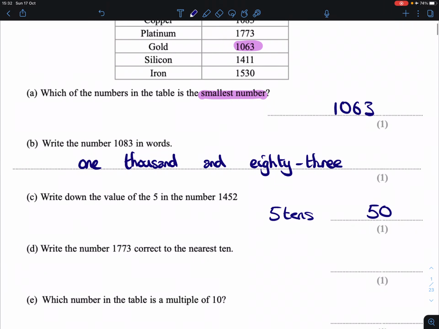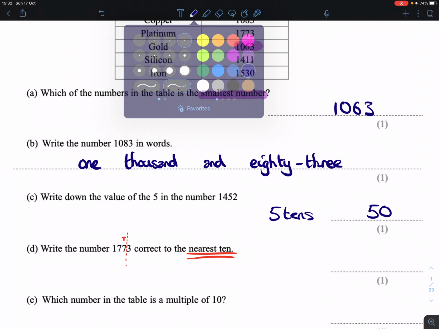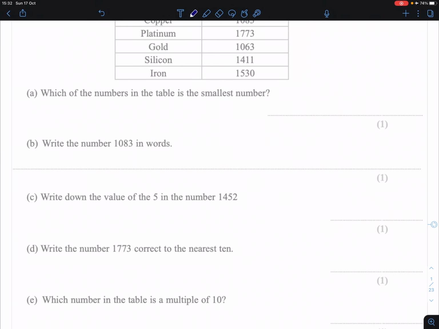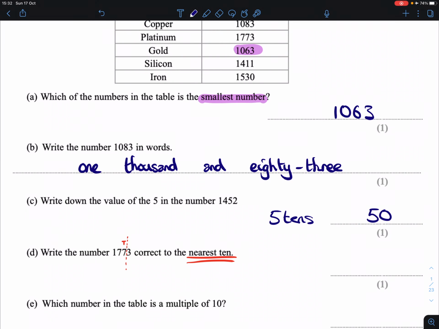Part D, write down the number 1773 correct to the nearest 10. Well, the tens column is here, which means if we did rounding to the nearest 10, that 3 will not change the 7, which will leave us with the following number. And of course, everything after the rounding part turns into 0. So 1770 is going to be our rounding there.